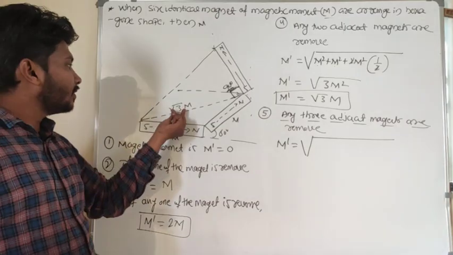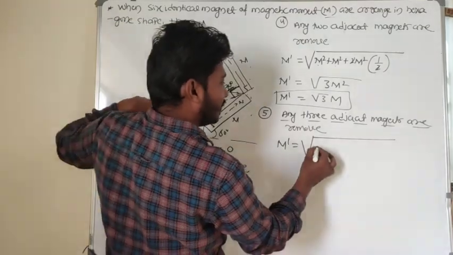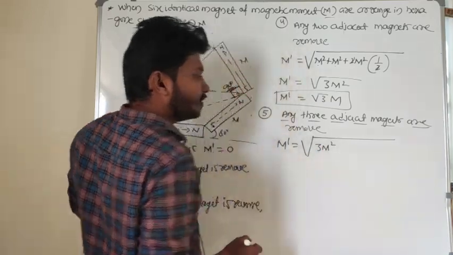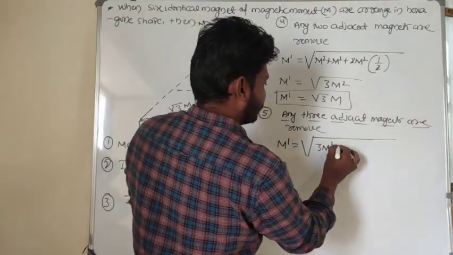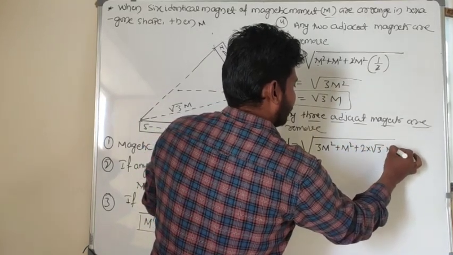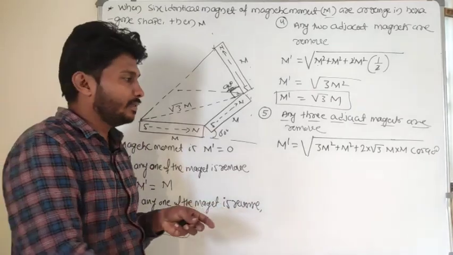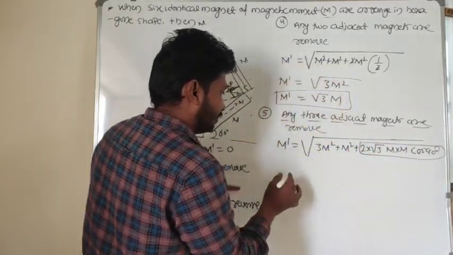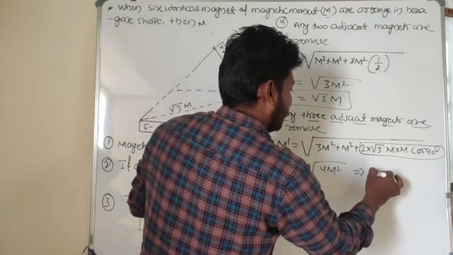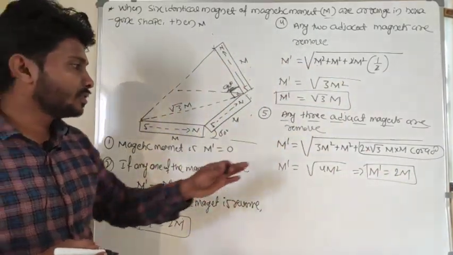Look at here, square root of 3m and m. So the square root of 3m whole square, that I can directly write as 3m square, plus m square, plus 2 times square root of 3m into m times cos of the angle. The angle is 90 degrees, and cos 90 means the entire term becomes 0. So m dash squared equals 4m square, so finally m dash is 2m. So if 3 adjacent sides are removed, its value becomes 2m.